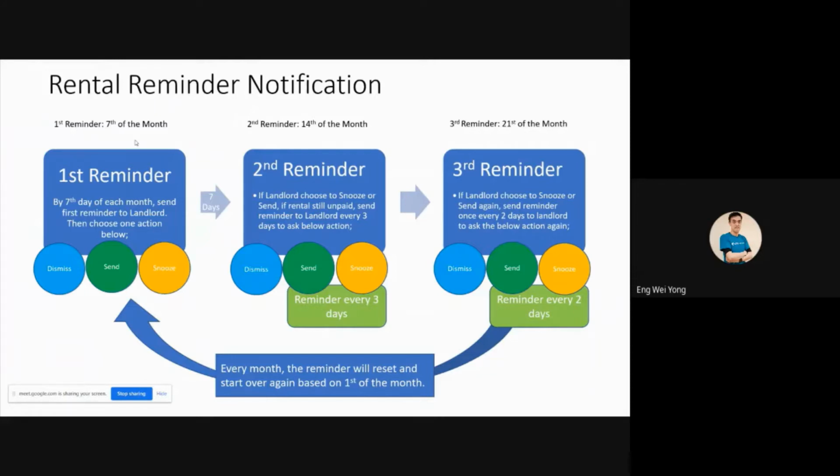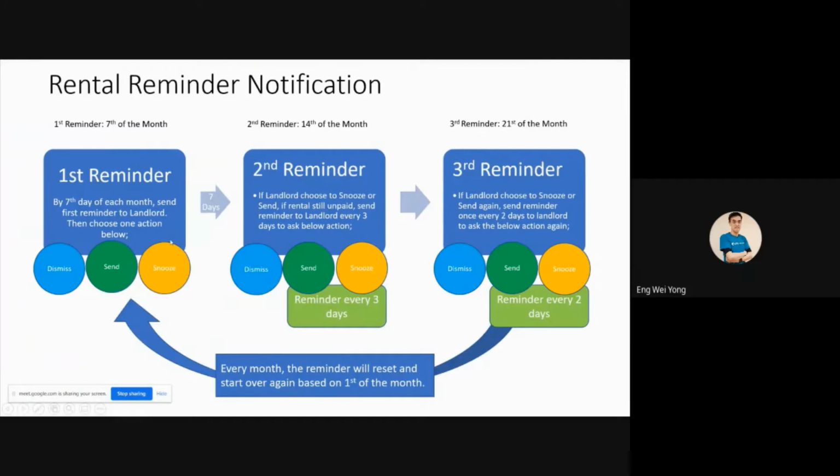So once you receive this reminder, there are a few actions that you can take. If, let's say, you already received the rent earlier, before this reminder, you can dismiss it so that the app will not send any more reminders to you. Or if you want, you can click on the send feature, where you send a notification to the tenant to tell them that they haven't made payment for the rental. Or you can click on snooze so that the app will remind you later.